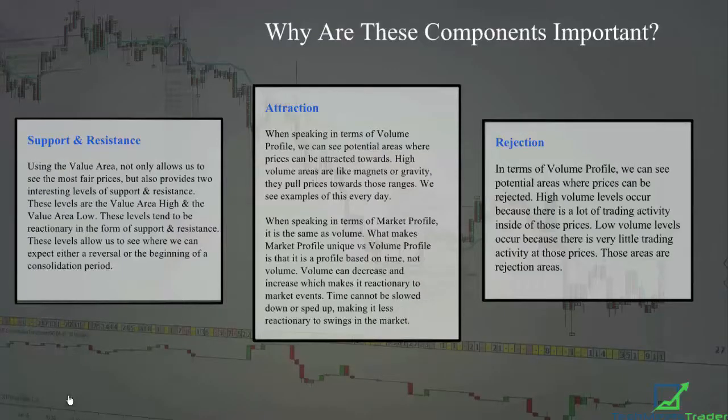Well, number one, support and resistance. Using the value area not only allows us to see the most fair prices, but also provides two interesting levels of support and resistance. These levels are the value area high and the value area low. These levels tend to be reactionary in the form of support and resistance. These levels allow us to see where we can expect either a reversal or the beginning of a consolidation period.